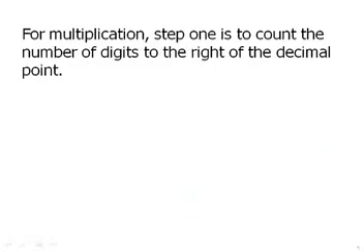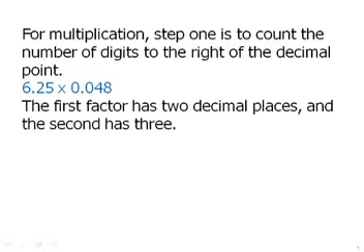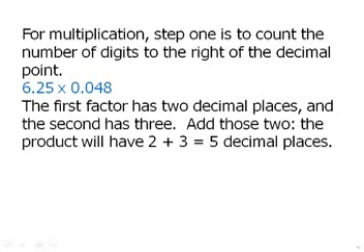For multiplication, step 1 is to count the number of digits to the right of the decimal point. So suppose we're going to multiply these two numbers. For each one, we have to count the number of digits. The first factor has 2 decimal places, and the second one has 3 decimal places. Now we add those. 2 plus 3 is 5. The product will have 5 decimal places.